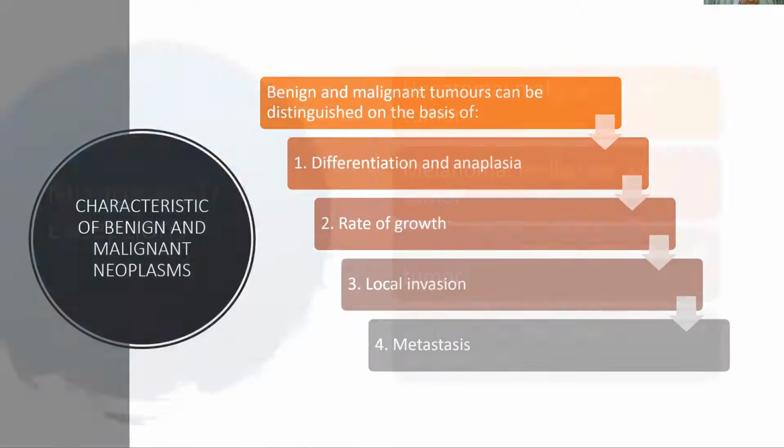All right. Next, we're moving on to the characteristics of benign and malignant neoplasms. How do we distinguish between these two? They have a few criteria here. First, differentiation and anaplasia, rate of growth, local invasion, and last one, metastasis. We'll look at them one by one.